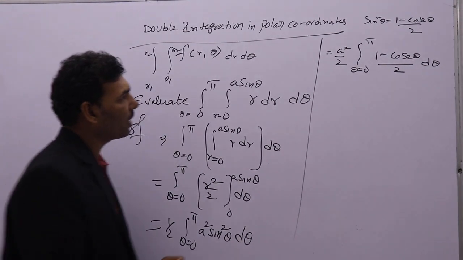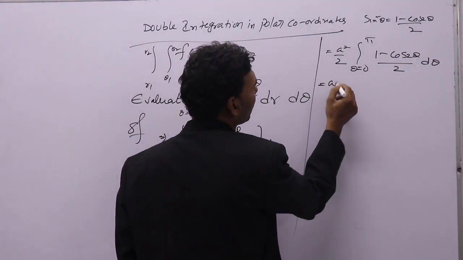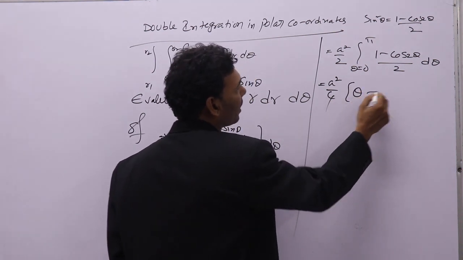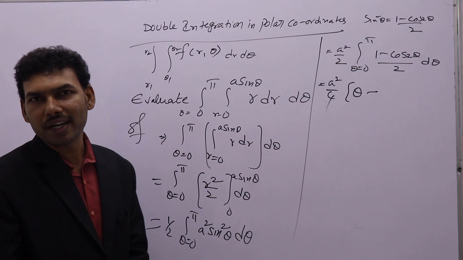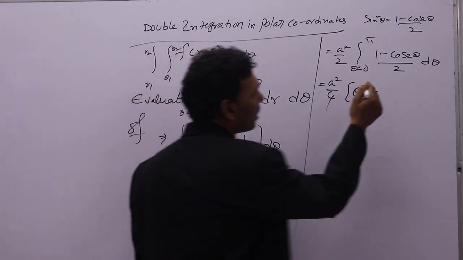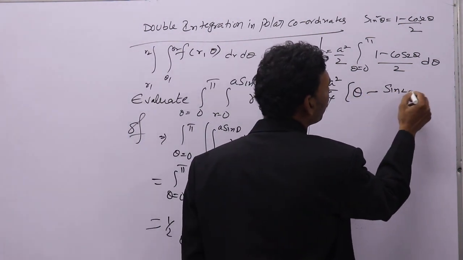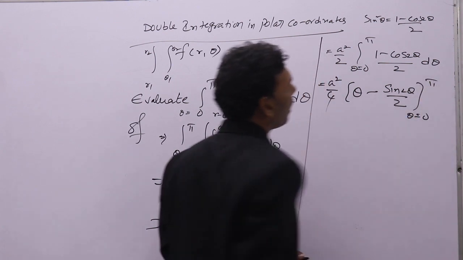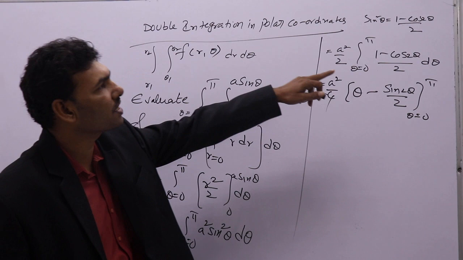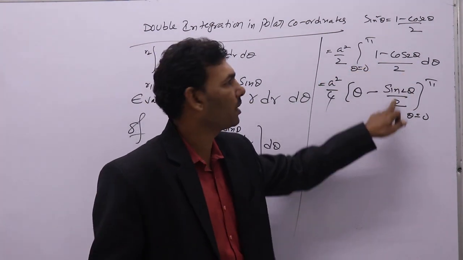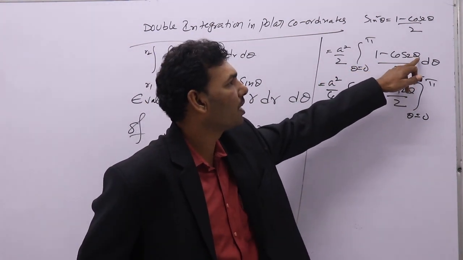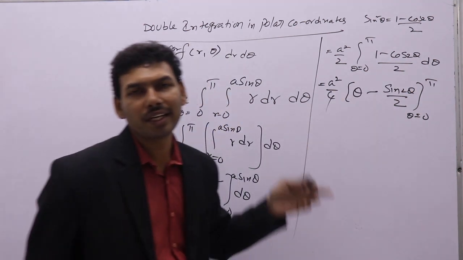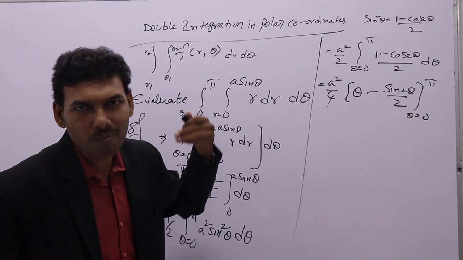Now integrate. 2 2s are 4, so a square by 4 will be here. Integral 1 d theta is theta. Integral cos 2 theta is sin 2 theta by 2, theta equal to 0 to pi. After integration, just now I said, the differentiation of this term you need to write in the denominator. Differentiation of 2 theta is 2, that term I have written.